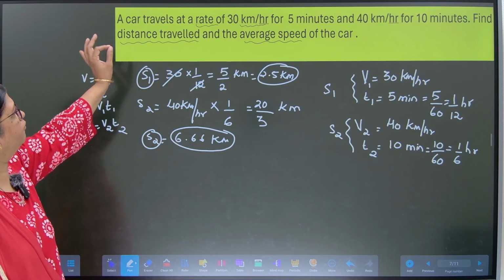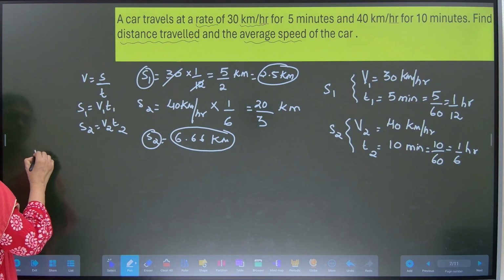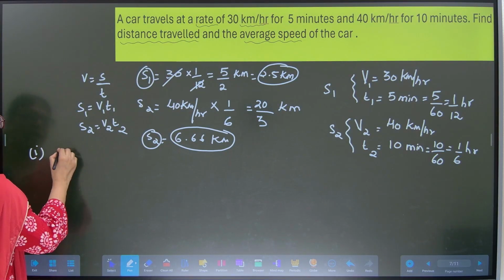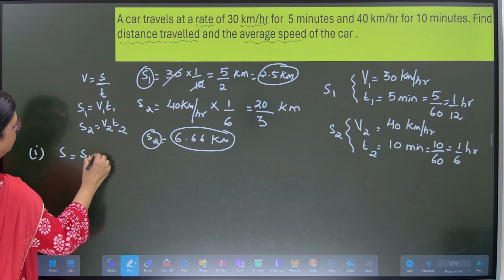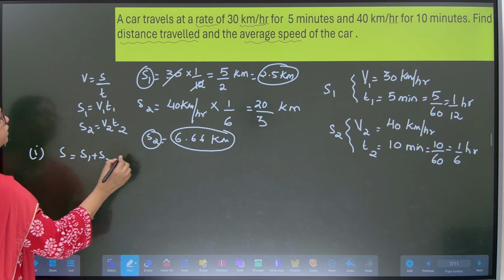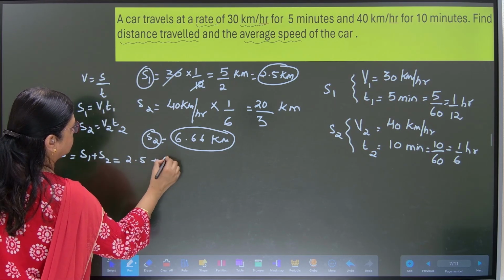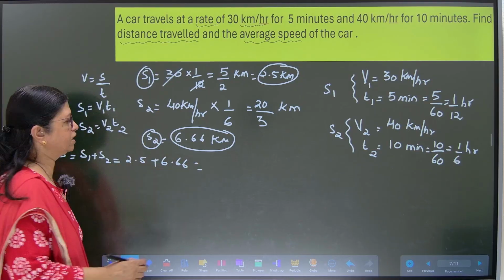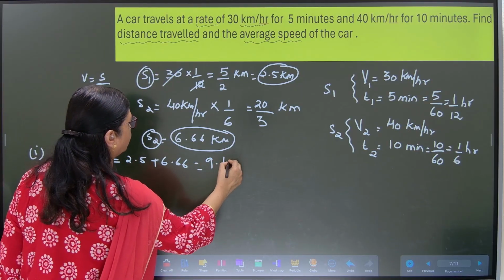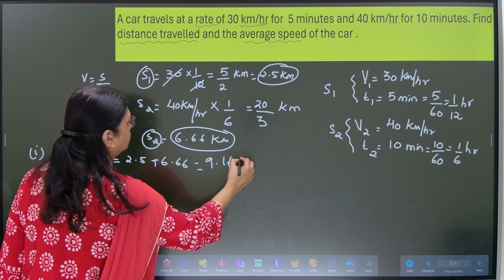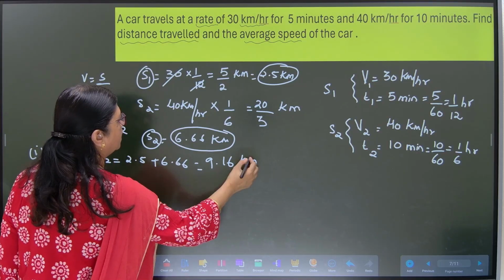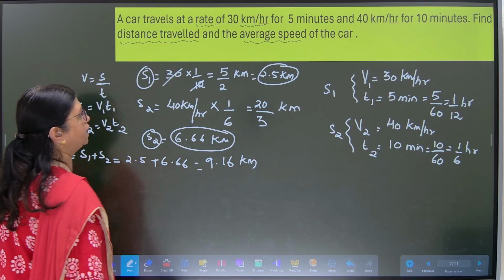So my first weight is ready, where I have to find out distance is equal to S1 plus S2, which is equal to 2.5 plus 6.6, which is equal to 9.16 kilometer. So my first part of the question is done.